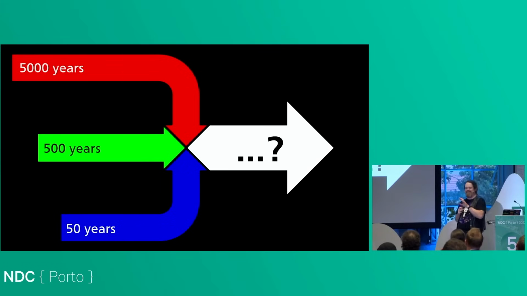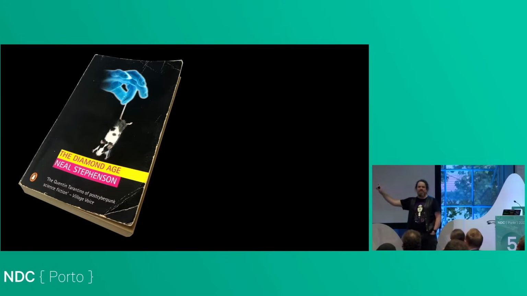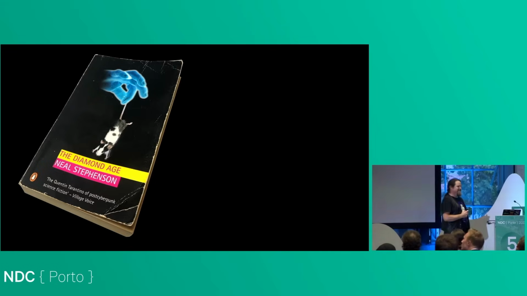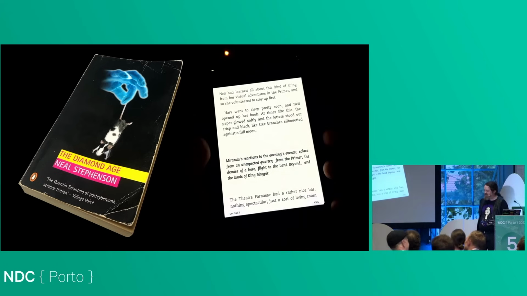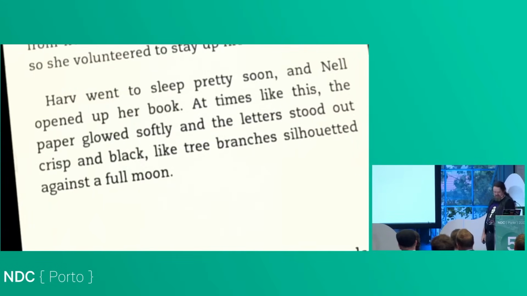But something that I love is when science fiction comes true in my own lifetime. And this book, Neal Stephenson's The Diamond Age, was published in the 90s. I read this when I was an undergraduate in college and thought, wow, this is full of amazing stuff that might happen 200 years after I'm dead. And then I was rereading it on the Kindle recently, and there's a passage in this book where it says, "at times like this, the paper glowed softly, and the letters stood out crisp and black." And I was reading this on my Kindle at night, and I just had this moment of, holy crap, it actually came true while I was reading it.